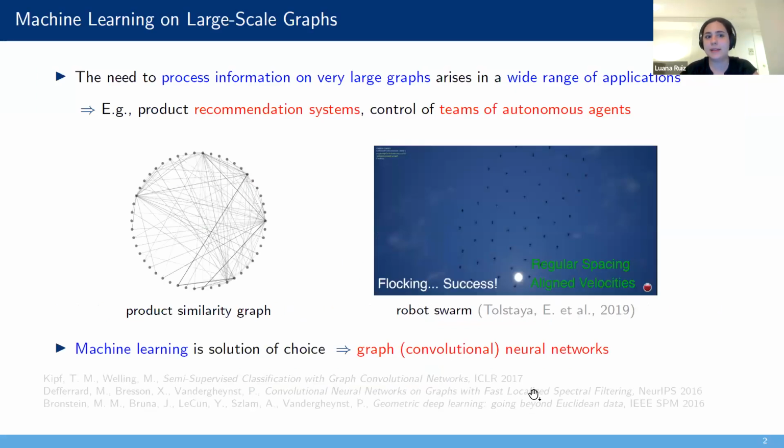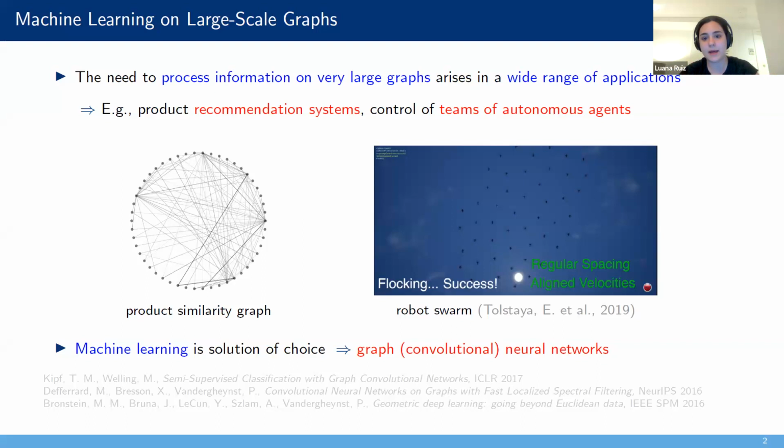So in order to motivate my talk, I have to start by telling you why we care about machine learning on large-scale graphs and how we do machine learning on large-scale graphs. The reason why we care is because the need to process information on very large graphs arises in a wide range of applications. For instance, here on the slide, I exemplified this with a product similarity graph on the left, in which we might want to deploy a learning-based recommendation system to give better product recommendations to a user base.